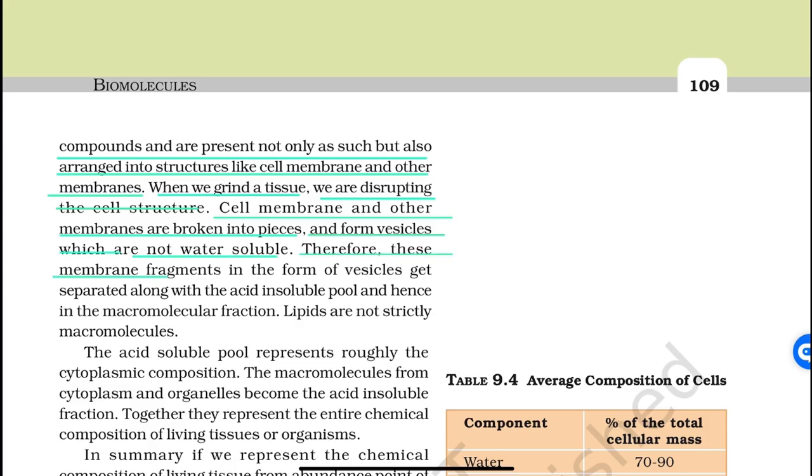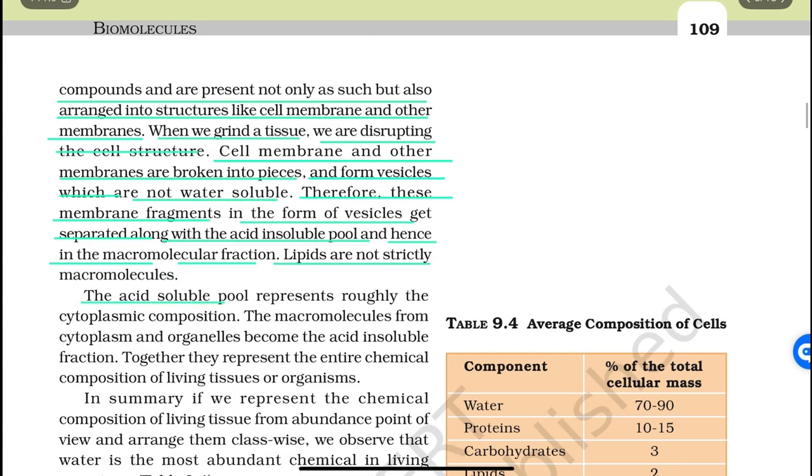Therefore, these membrane fragments in the form of vesicles get separated along with the acid insoluble pool, and hence the macromolecular fraction. Lipids are not strictly macromolecules. The acid soluble pool represents roughly the cytoplasmic composition. The macromolecules from cytoplasm and organelles become the acid insoluble fractions. Together, they present the entire chemical composition of living tissues or organisms.